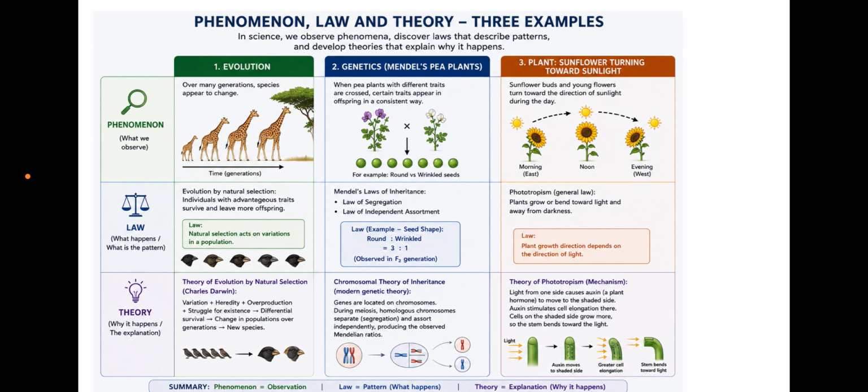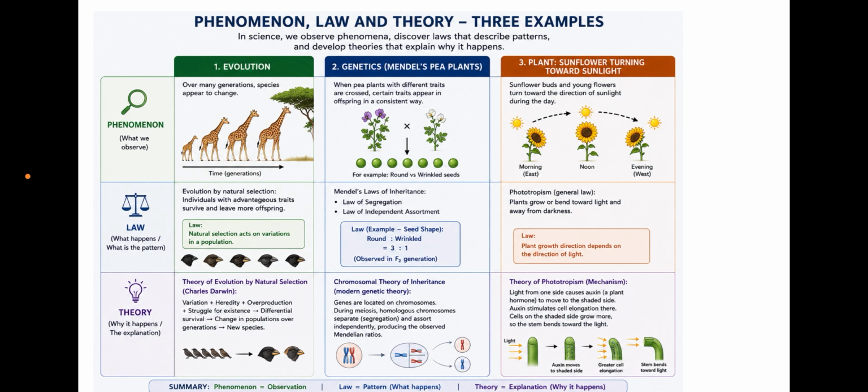Okay, then the theory comes. What does the theory explain about this law? Theory explains how that particular pattern is possible in that organism, and why that particular pattern is present in that observation. So theory majorly tries to explain why that observation is coming multiple times again and again, and what the reason behind it is.